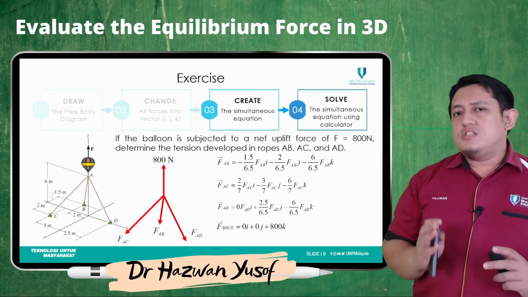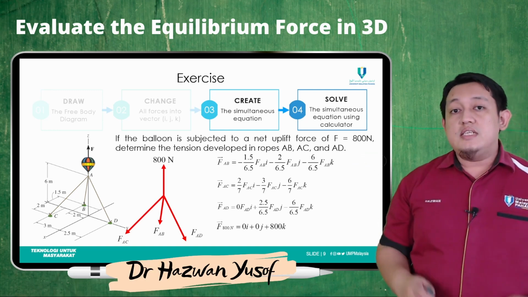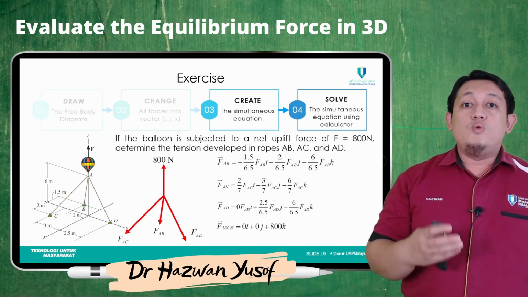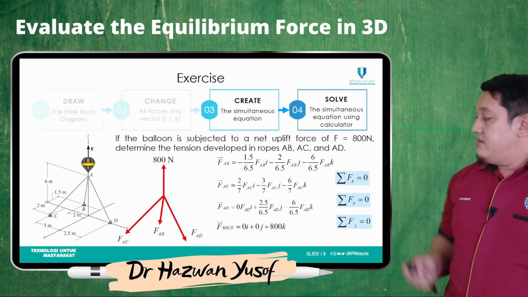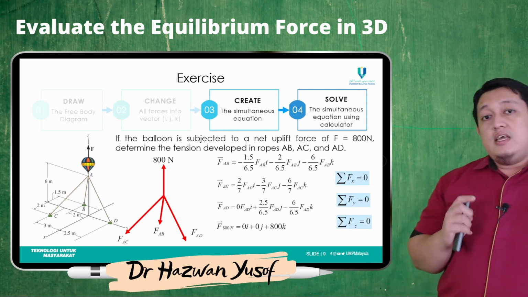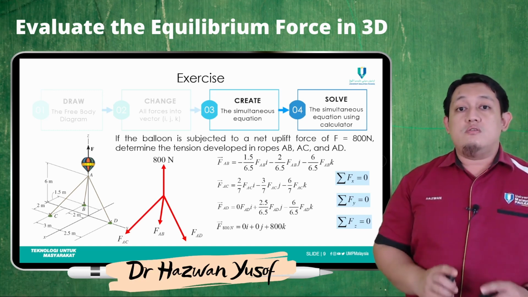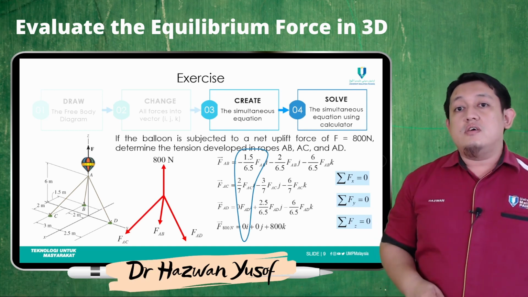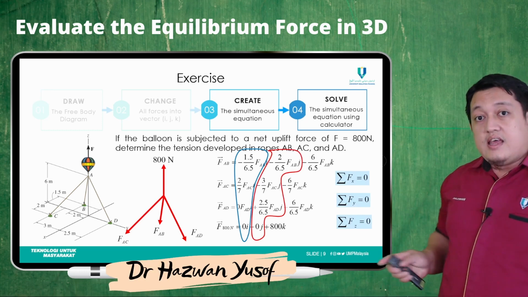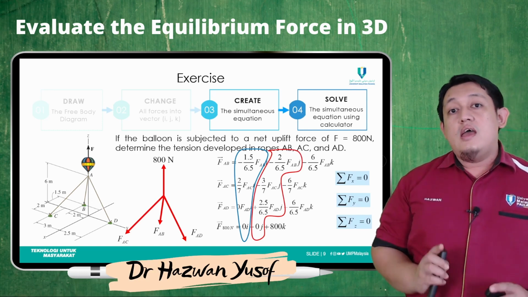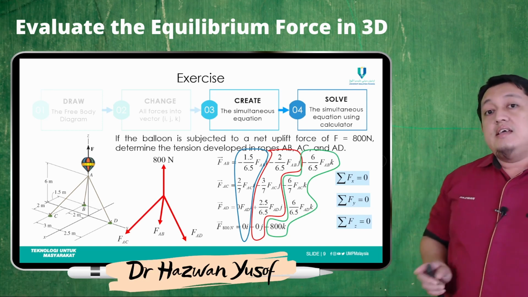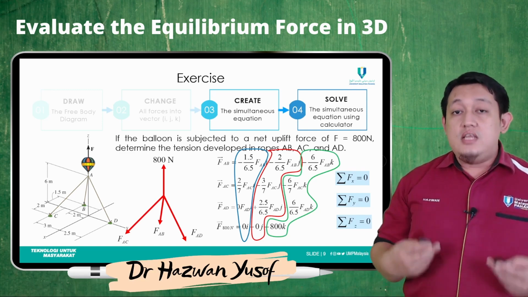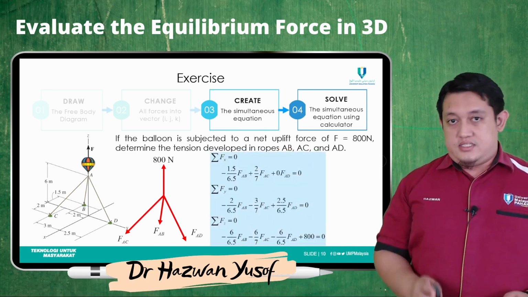Let's proceed to step 3, which is to create the simultaneous equations. To create the equations, we will consider the equilibrium state, which is the total of force in X, Y, and Z direction equal to 0. So, the total of force in I is equal to 0, the total of force in J is equal to 0, and the total of force in K is equal to 0. If we combine everything and write down the equations, it will look like this.